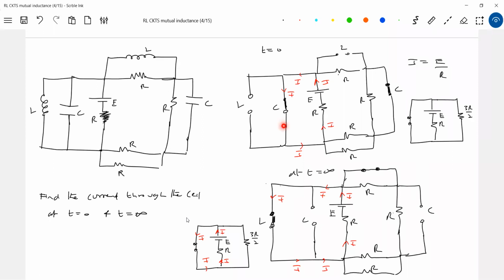So at t equals 0 and t equals infinity, the current through the cell will be the same. So they'll ask you, what is the power dissipated by the cell? The moment the cell is switched on and after a long time, it'll be the same: E into I or E square by R.